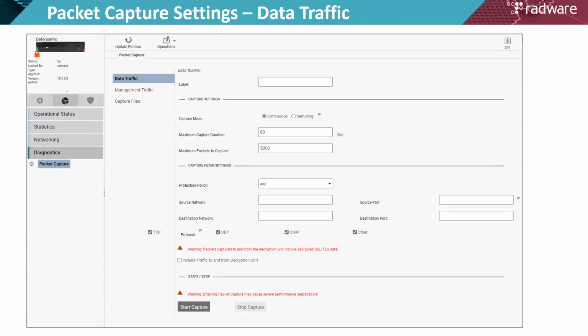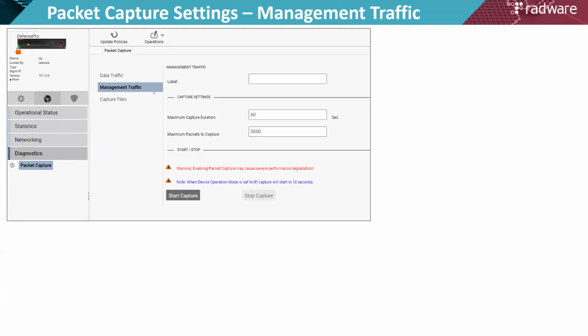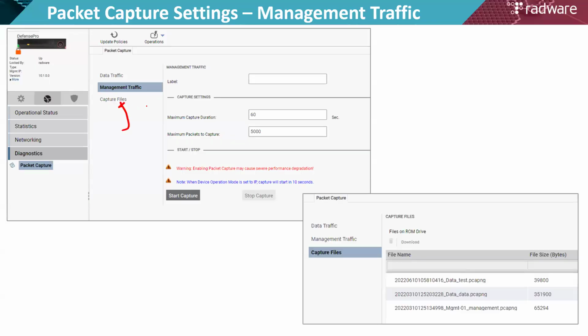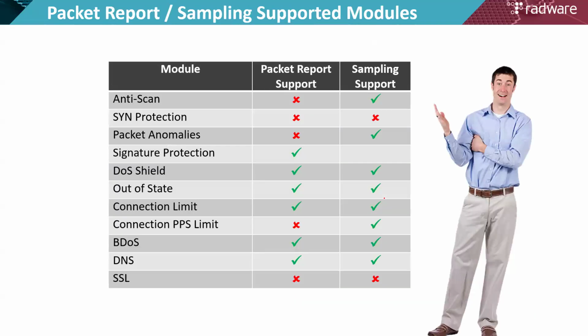So how to take the packet capture? You go to Diagnostics, Packet Capture. You can start the capture, and once you feel the packets are captured, you just click on stop capture. The captured packets would be stored under the capture files. You simply click on it and it can be downloaded, and it would be stored onto your PC. And then you can open the packet capture in third-party applications like Wireshark.